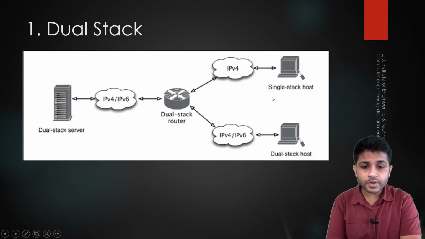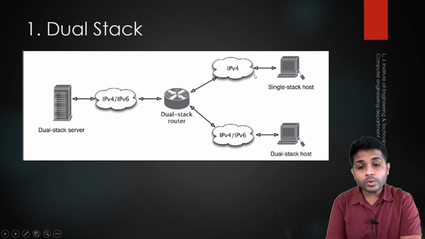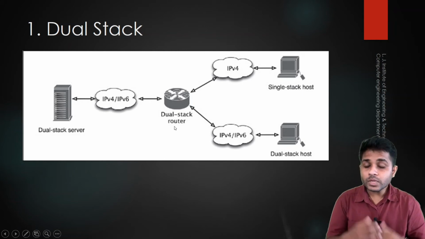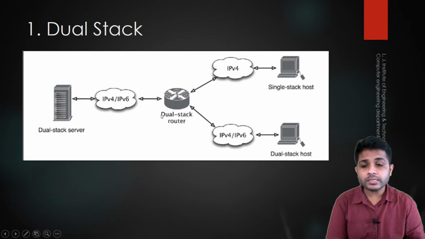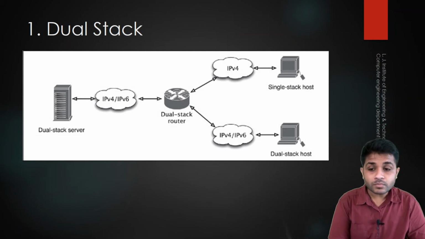You can see that in this figure there is one single stack router and one single stack host. Now because it is a single stack host, it can only send IPv4 packets. In the dual stack, it is the technology that if any router is using dual stack, it can simply receive those packets and forward those packets. So this is how the dual stack method works.